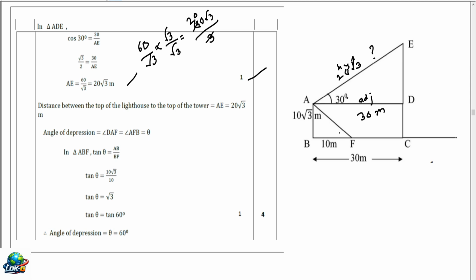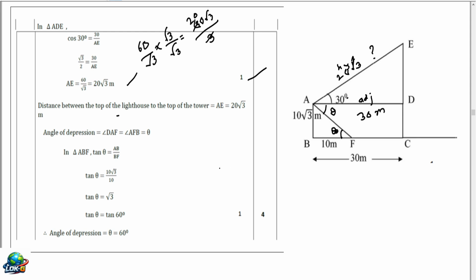And lastly, the distance between the top of the lighthouse, this BF, is to be obtained. The angle of depression, angle DAF. This one is DAF, and AFB is equal to theta. Can you tell me why? Because these two are parallel lines, they are alternate angles. Therefore, this one will be theta.